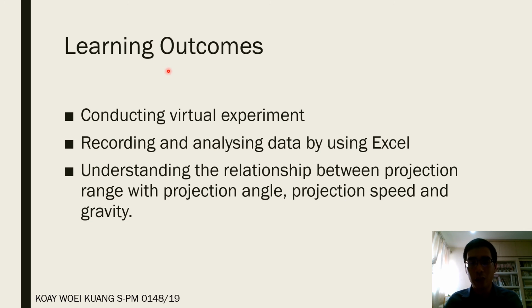The learning outcome for today's lesson is we learn to conduct a virtual experiment. During this CMCO period, we are not able to do our experiment in our lab, so we learn how to conduct our virtual experiment. And we learn how to record and analyze our data by using Excel instead of using our calculator and graph paper. And lastly, we understand the relationship between the projection range with projection angle, projection speed, and gravity as well.